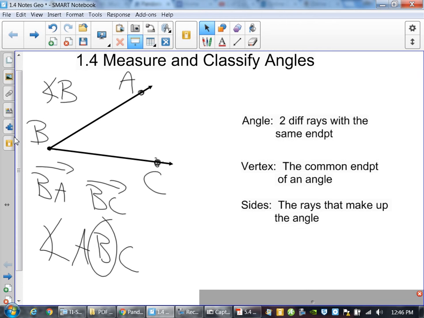What I was saying here is that you can use one letter for an angle only when there's only one angle that can be used with that letter. What I mean is sometimes you'll have, wow, that's not even close to the intersection in the middle.